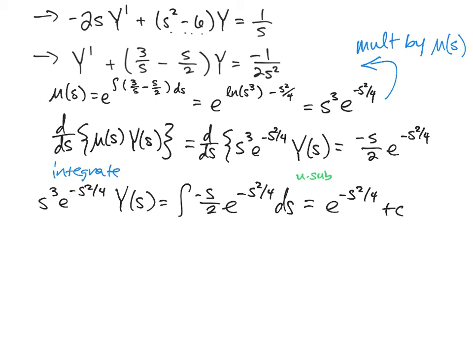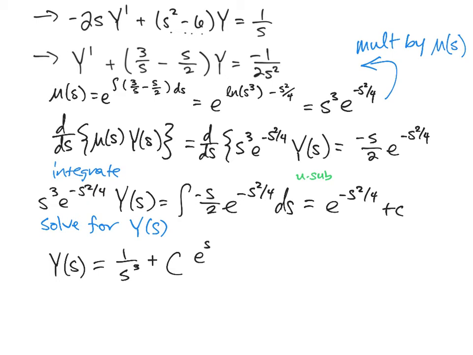And then the next step is going to be solve for capital Y, and that will give us capital Y of s equals 1 over s cubed plus some constant times e to the s squared over 4 over s cubed.